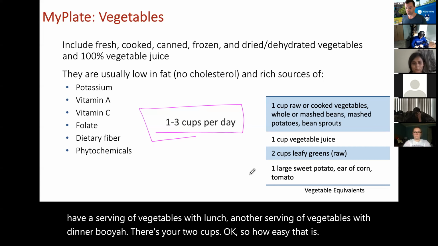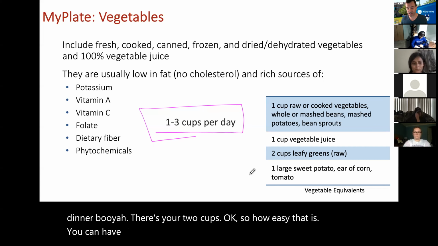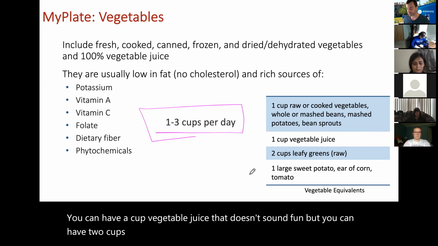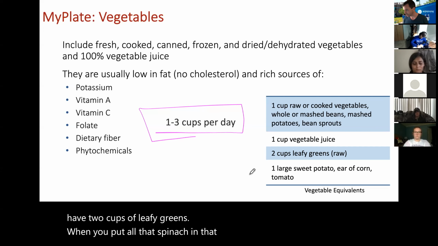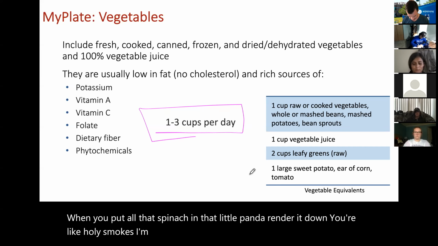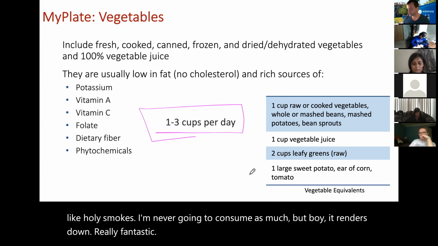You can have a cup of vegetable juice. That doesn't sound fun, but you can have 2 cups of leafy greens. When you put all that spinach in that little pan to render it down, you're like, holy smokes, I am never going to consume this much. But boy, it renders down really fantastic. And then you eat it very easily.